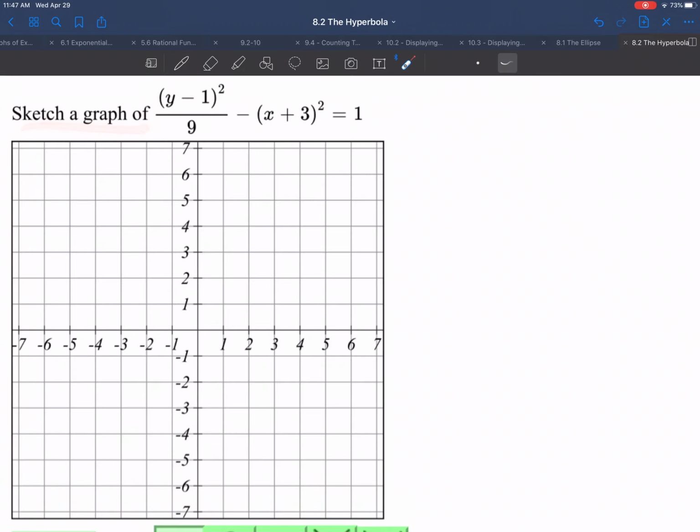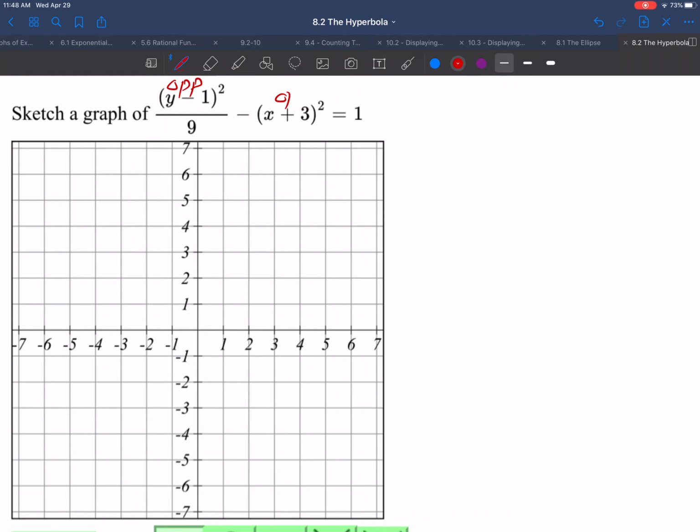Sketch a graph of this equation. So now we're graphing an equation that has a center that's not at the origin. Do you see what we have up here? This and this mean that the center is not at the origin. It's somewhere else. And in particular, you remember how this worked for ellipses. It's the same thing here.